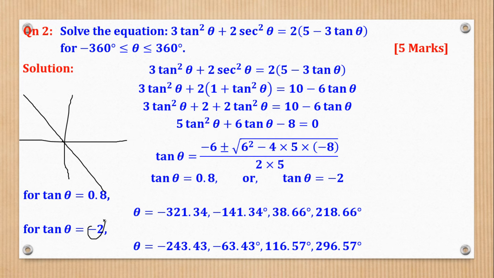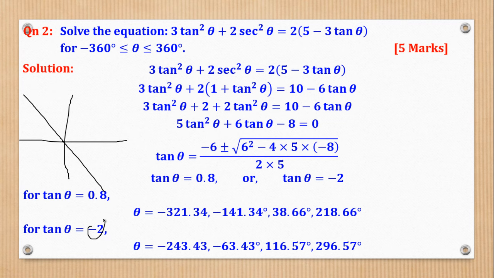So let me get the calculator and see how to do it. If I press arctan 2, I'll get 63.43. In trigonometry, for the angles we use two decimal places, so round off. So that is 63.43.